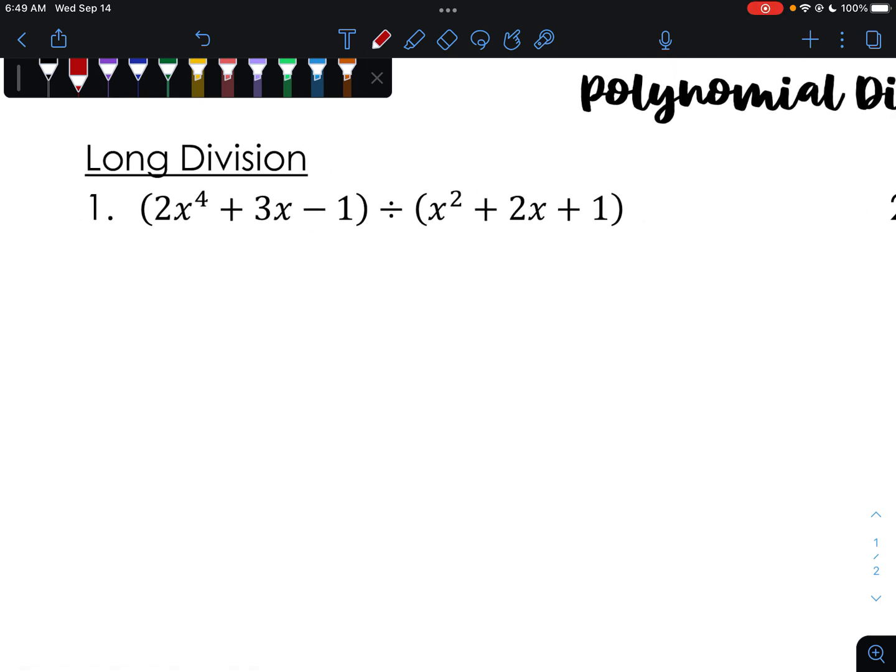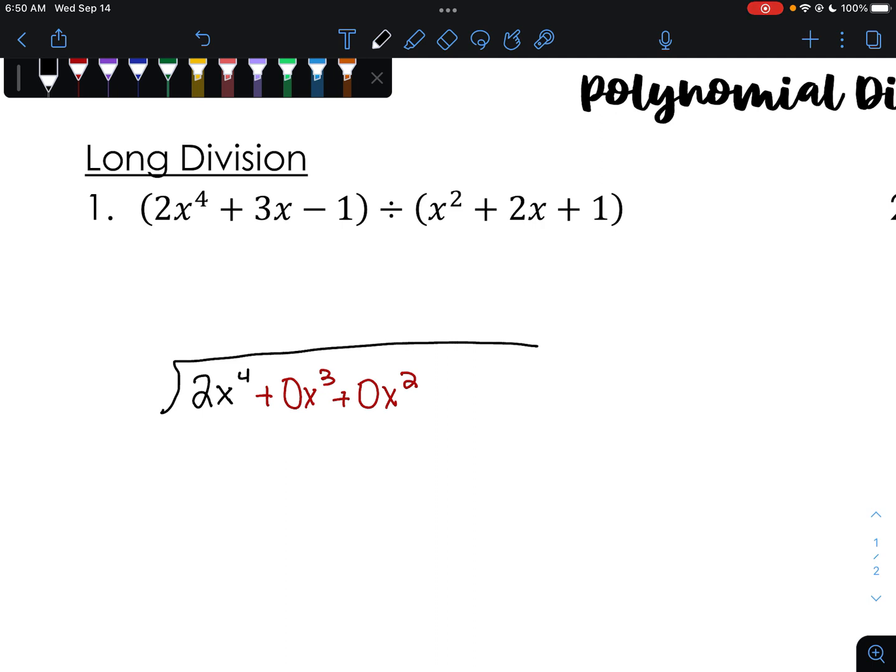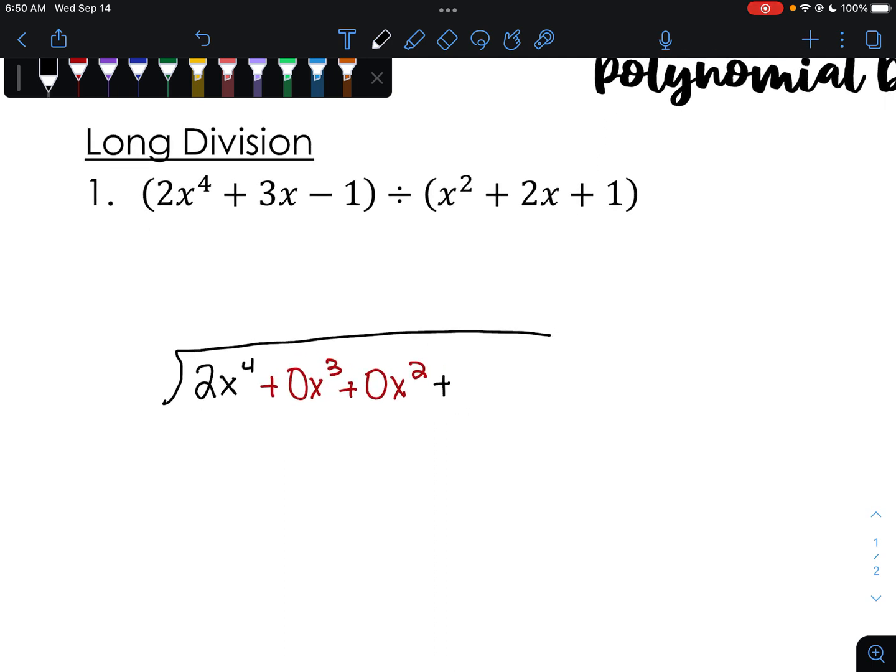So what we do is we set up our long division symbol. We put what's being divided on the inside, making sure that we place any zeros for missing terms. Notice I'm missing an x cubed term and an x squared term. Then I continue writing the rest of my polynomial. And what I'm dividing by is going to go on the outside.